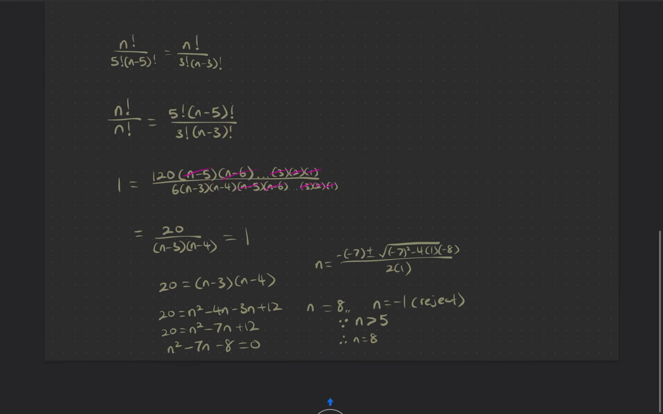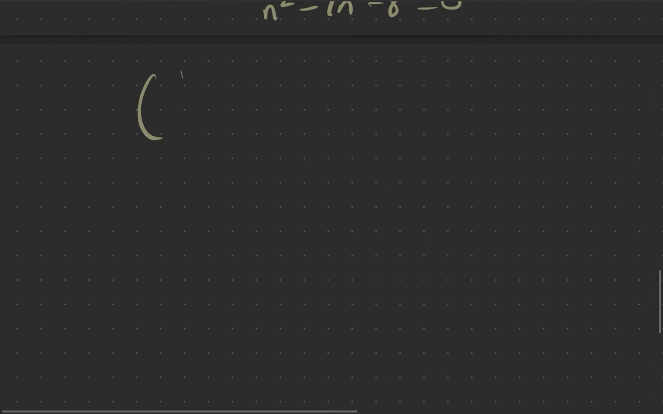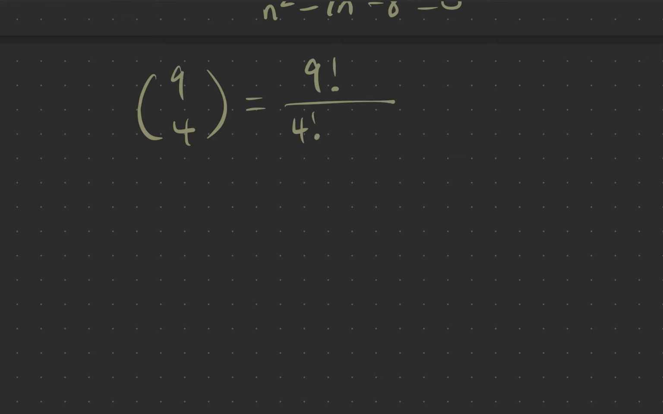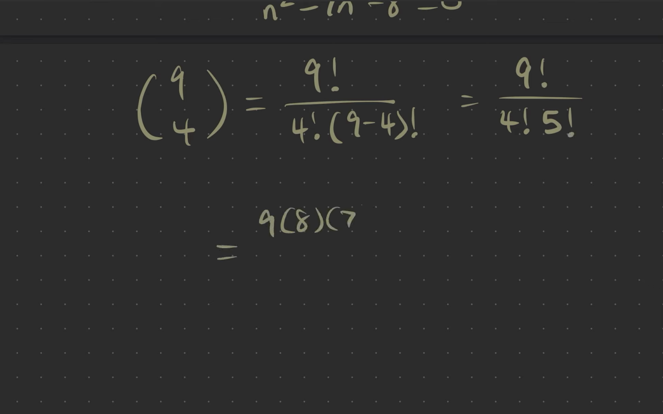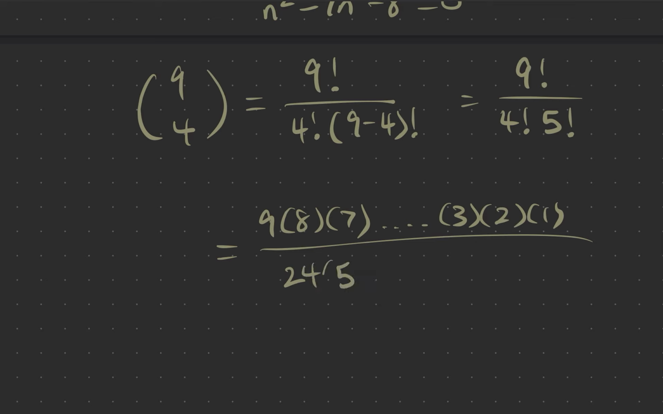Okay, let's do one more easier example. Let's try 9 choose 4. So 9 choose 4 is just 9 factorial over 4 factorial times 9 minus 4 factorial, which will just give us 9 factorial over 4 factorial times 5 factorial. So if we work this out, it will be just 9 times 8 times 7, and so on, 3, 2, 1, over 4 factorial. 4 factorial is basically just 24. Then 5 factorial is basically just 5 times 4 times and so on, 3, 2, 1.